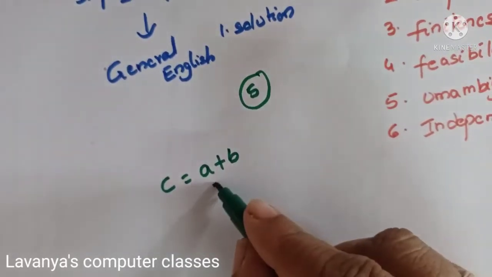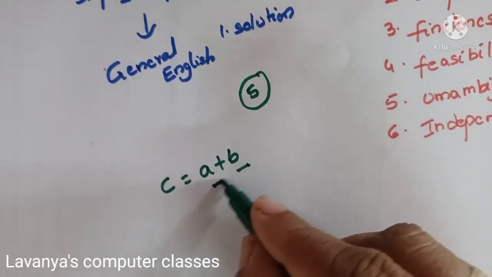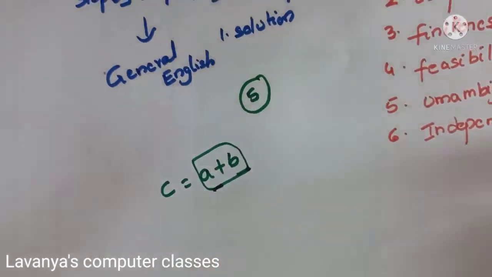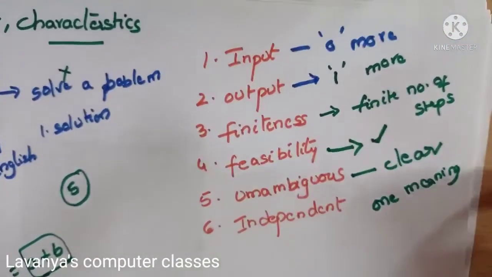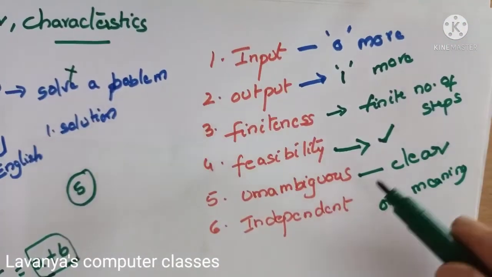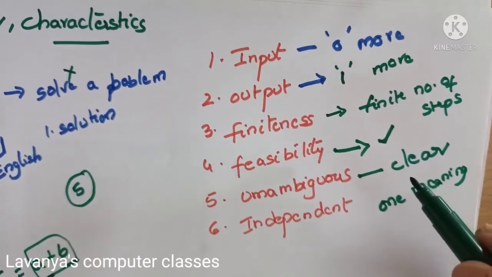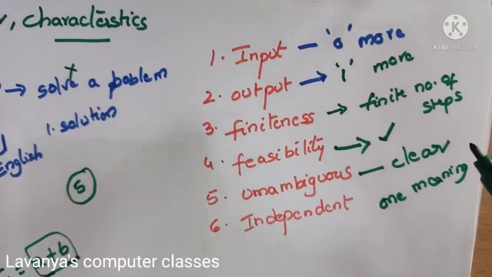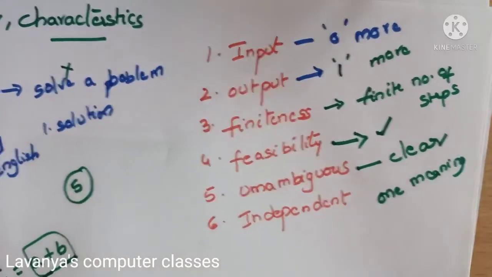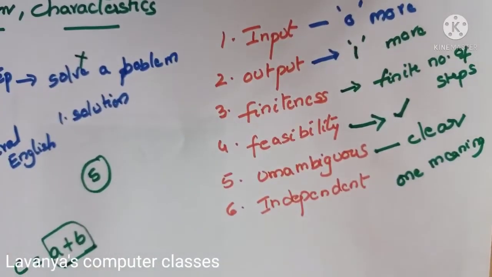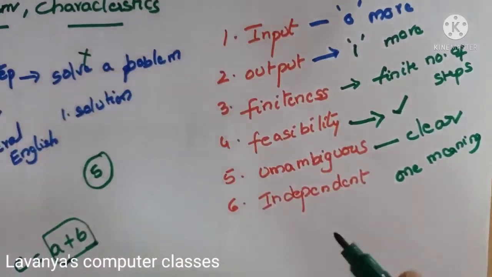For example, I am writing one line like this: c is equal to a plus b. If you see this line, everyone can understand that a is one number, b is another number, and what is the answer? What is this algorithm? It is the sum of two numbers. So like this, if you understand every line clearly, that is called an unambiguous algorithm.